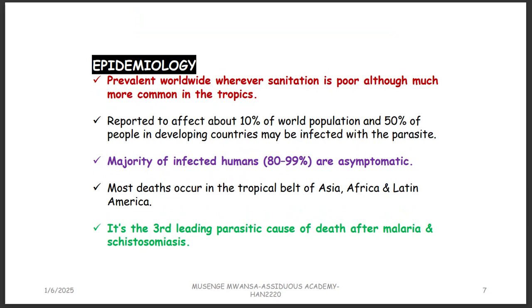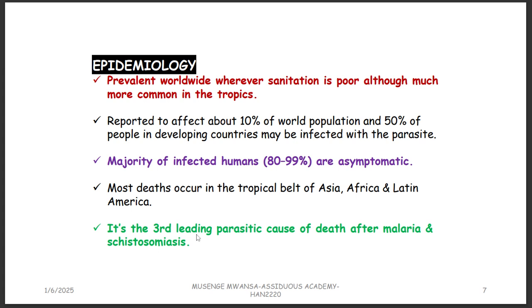Epidemiology, how is disease spread? This dysentery that is caused by Entamoeba histolytica is actually prevalent worldwide wherever sanitation is bad, but most common in the tropics. And majority of the infection, if someone has got Entamoeba histolytica, is actually asymptomatic. You will not see any symptoms. The person will be just normal like that.